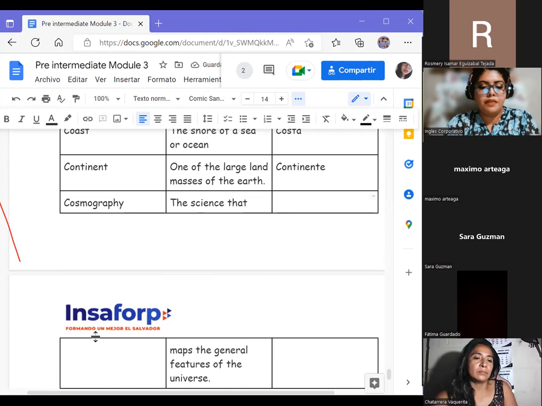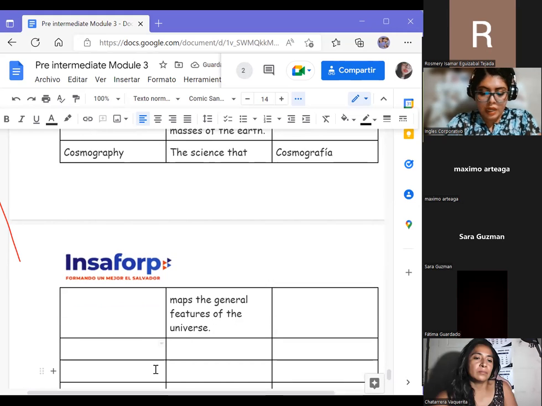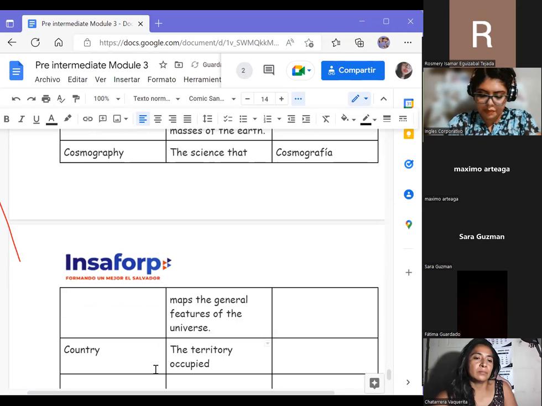And it means cosmografía. Then we have country. The territory occupied by a nation. And it means país.